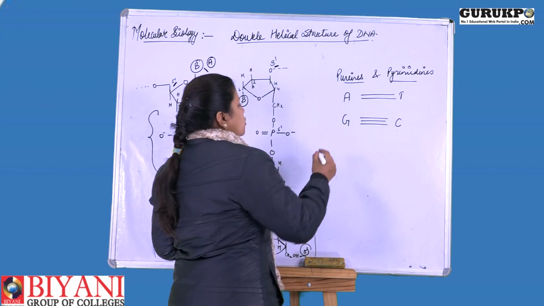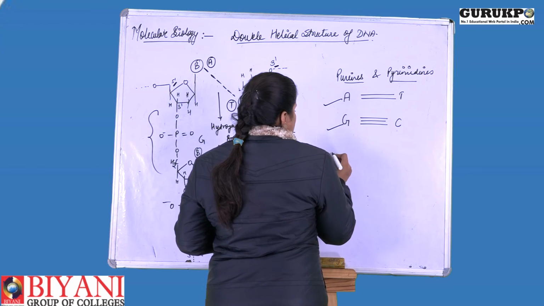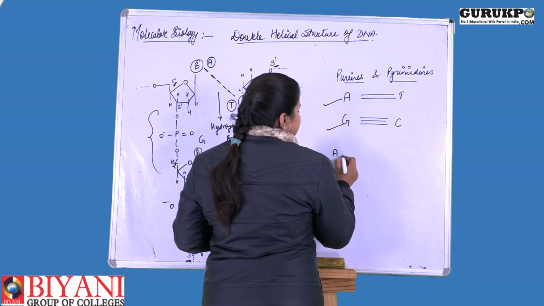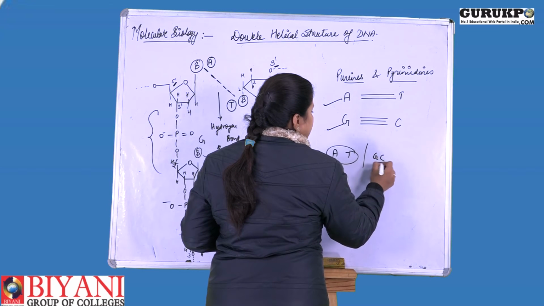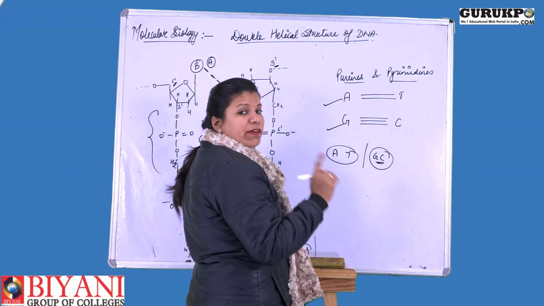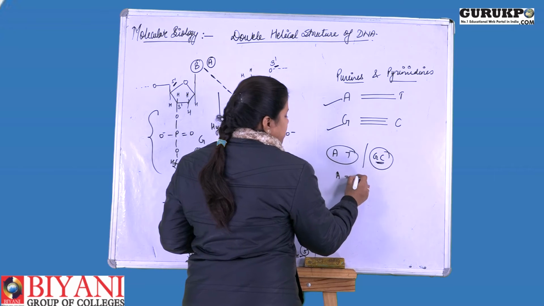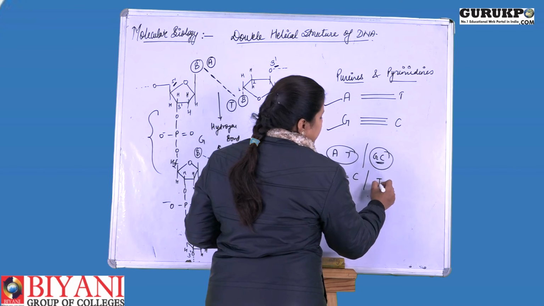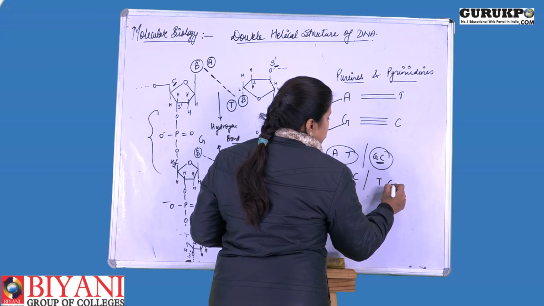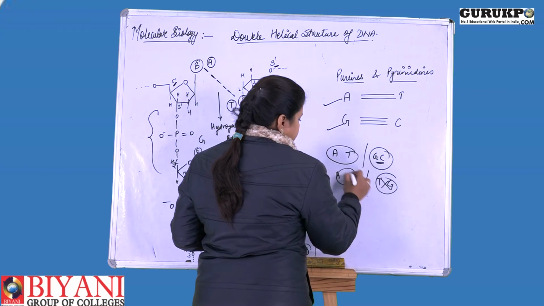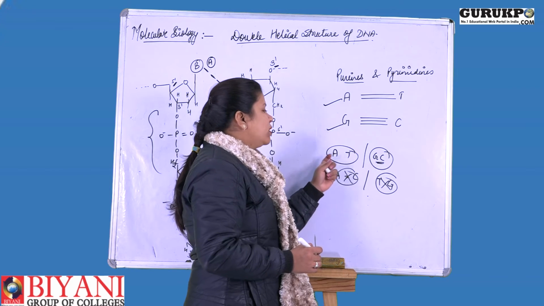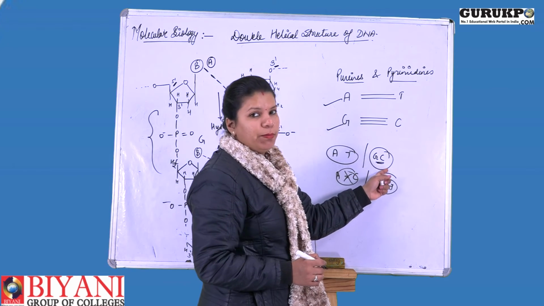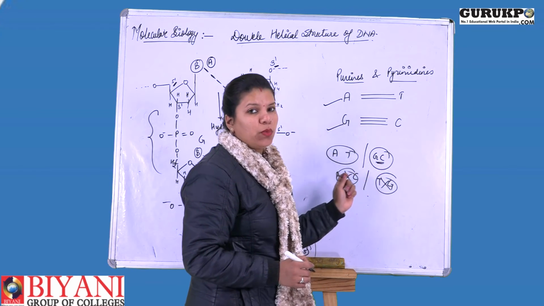Clear? So the complementarity is between adenine and thymine always, and guanine and cytosine always. You can never find adenine to be paired with cytosine or thymine to be paired with guanine. It can never happen. Clear? So always and always adenine will pair with thymine and guanine will pair with cytosine, vice versa.